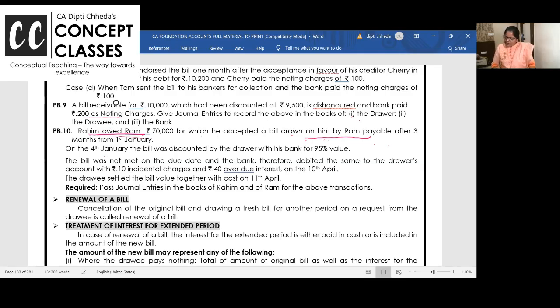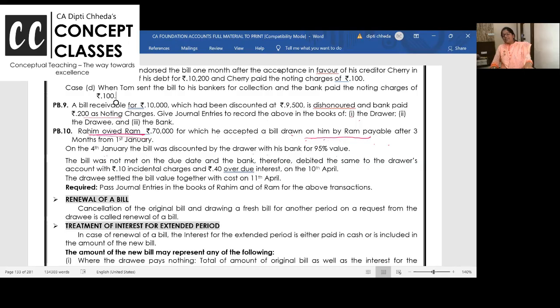Now, on 4th of January, the bill was discounted by drawer, 95%. Bill was not met on the due date by the drawee, and therefore the bank debited the same to drawer's account with 10 incidental charges and 40 overdue interest. So how much has the bank charged to you? 50 rupees extra. The drawee settled the bill value together with cost on 11th April. Drawee is paying us money. They are settling it by paying money on 11th of April.